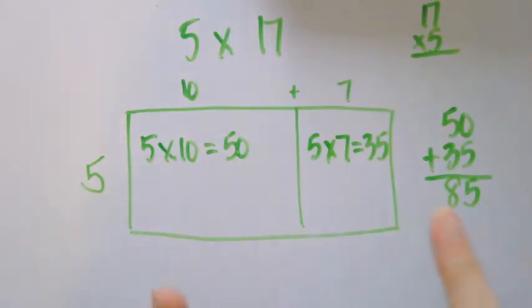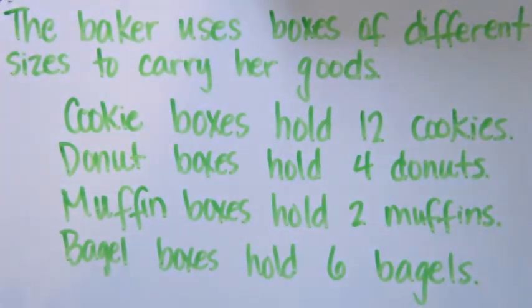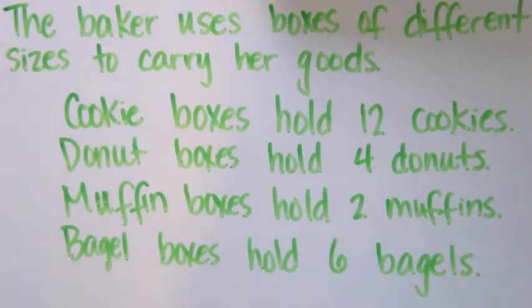All right, now that we've reviewed this strategy, we're going to take a look at a word problem. Our first word problem goes like this. The baker uses boxes of different sizes to carry her goods. Cookie boxes hold 12 cookies. Donut boxes hold 4 donuts. Muffin boxes hold 2 muffins. And bagel boxes hold 6 bagels. All right, that's just some information we're going to need in order to solve the following problem.